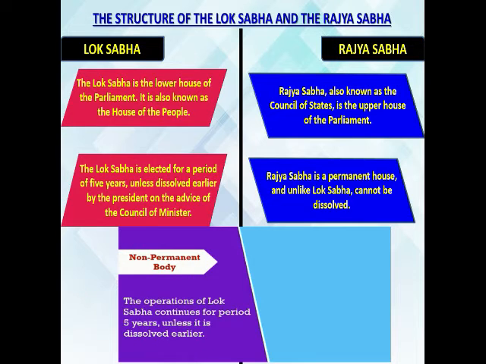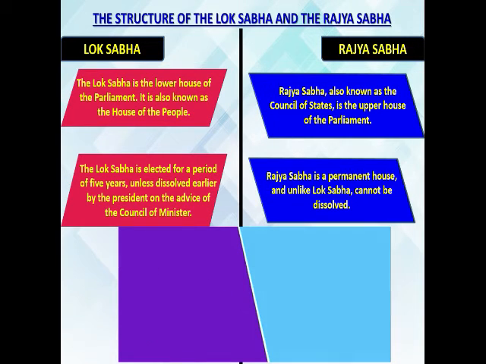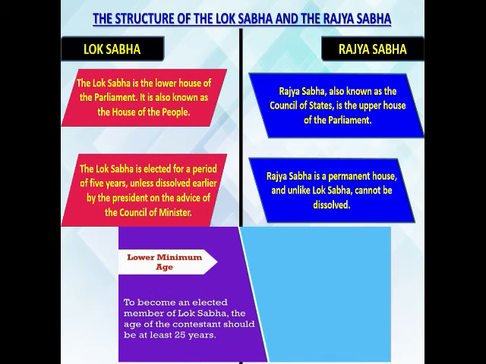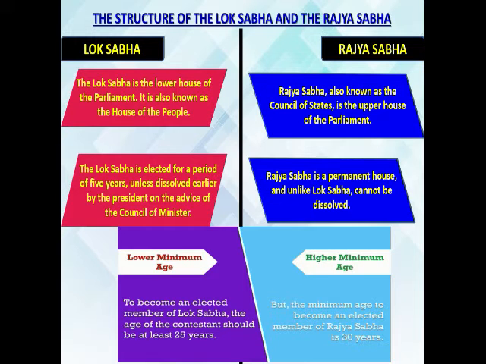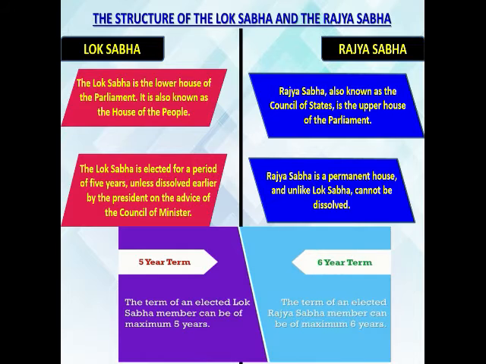The operations of Lok Sabha continue for a period of 5 years unless it is dissolved earlier, while Rajya Sabha is a permanent body that cannot be dissolved at any point of time. To become an elected member of Lok Sabha, the age of the contestant should be at least 25 years, but the minimum age to become an elected member of Rajya Sabha is 30 years. The term of an elected Lok Sabha member can be a maximum of 5 years, while the term of an elected Rajya Sabha member can be a maximum of 6 years.